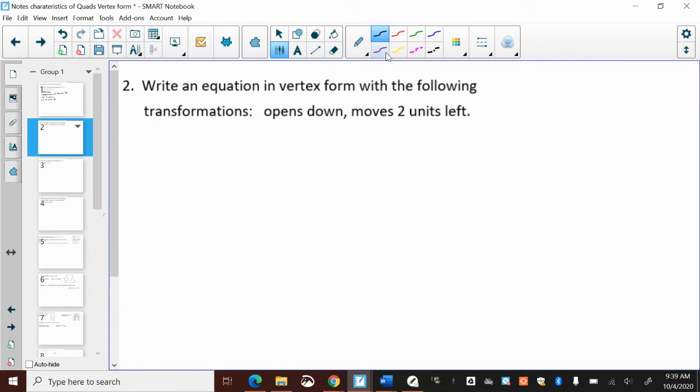Let's switch that over. Write an equation of vertex form with the following transformations. F of x, you could use y as well. Opens down, means there's a negative. Doesn't mention anything about a compression or a stretch. So there'll be no number here. The number will be 1. It is moving 2 units left. So left is usually minus. So it's going to be the opposite of 2 squared. And that doesn't mention anything about a vertical translation up or down.